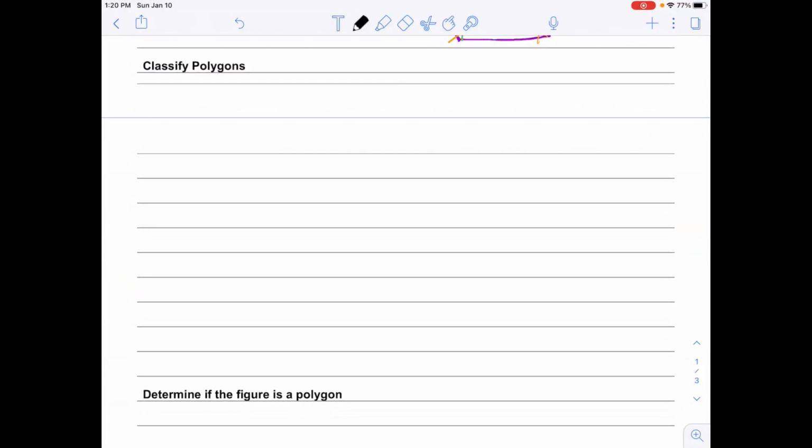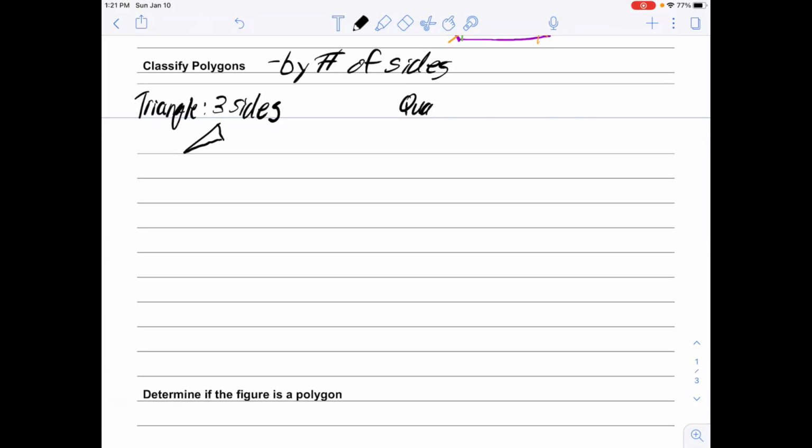So the first thing we need to be able to do is classify polygons. There are a lot of types of polygons, and we classify them by the number of sides that they have. So for example, a triangle has three sides, and it is any shape with three sides. A quadrilateral has four sides. Those are the ones that we were talking about up above.